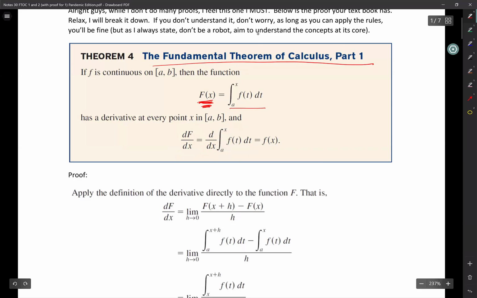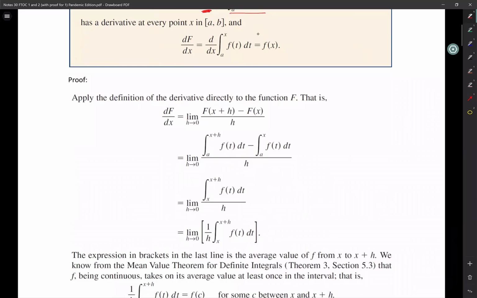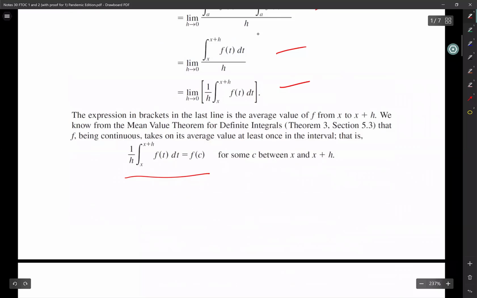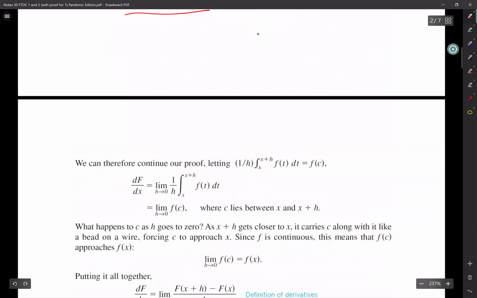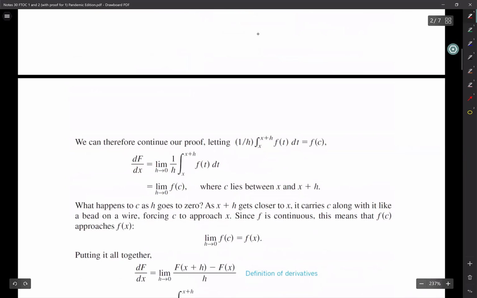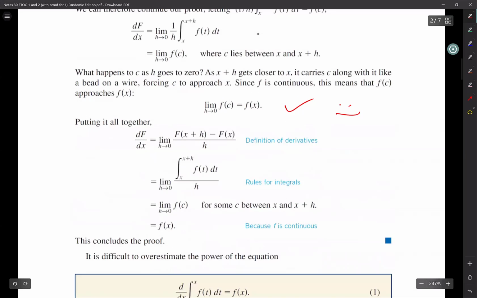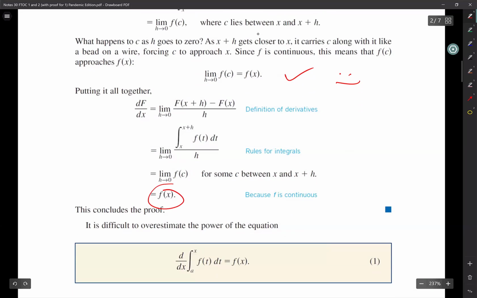So here's the proof. And you're supposed to look at it and be like, oh, okay, I get it. Yeah, all that makes sense. You're supposed to get over here and be like, oh, what happens as h goes to 0? That forces c to approach. Oh, okay, perfect. Did all that make sense to you guys? I think they think that you guys are math majors.